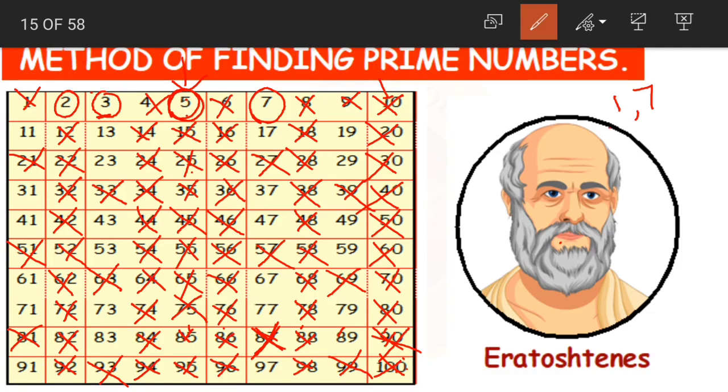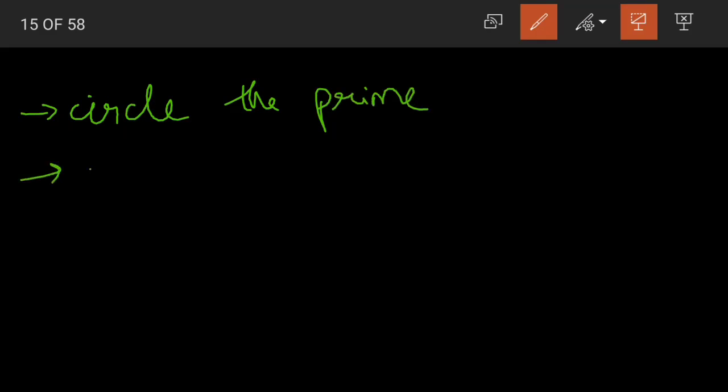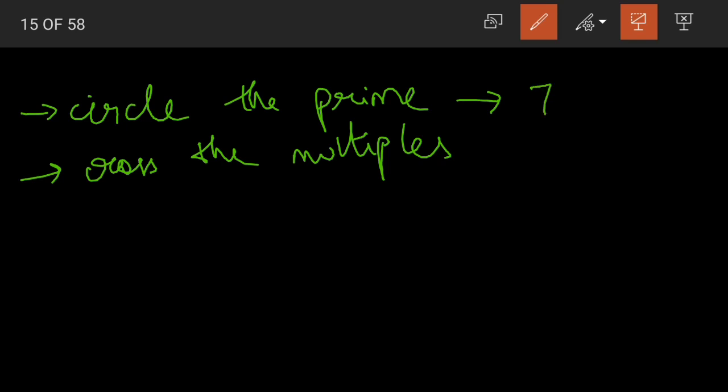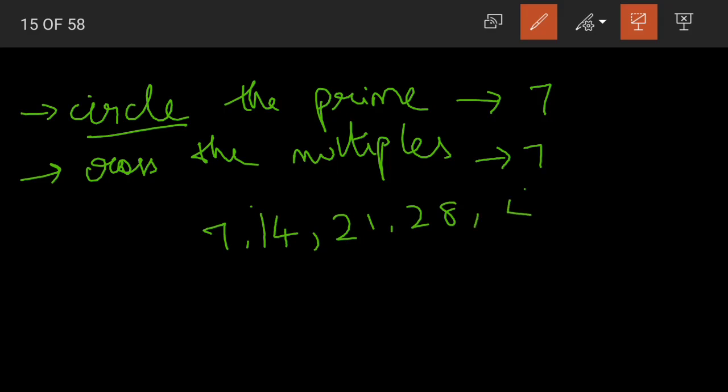Now what we need to do, children? Cross out the multiples of 7. Okay, what should we do? First step would be to circle the prime number, and then what should we do? Cross out the multiples of that prime number. Now our prime number is 7, so we have circled it, and then we are crossing all the multiples of 7. What are the multiples of 7? 7, 14, 21, 28, 35, 49 and so on. Let us cross them.